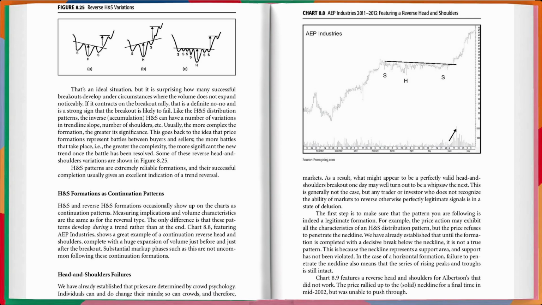Chart 8.8, featuring AEP Industries, shows a great example of a continuation reverse head and shoulders, complete with a huge expansion of volume just before and just after the breakout. Substantial markup phases such as this are not uncommon following these continuation formations.